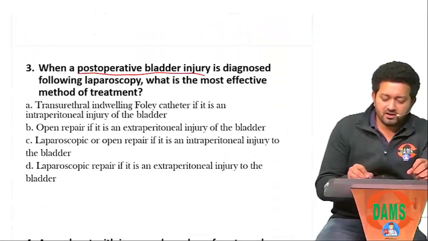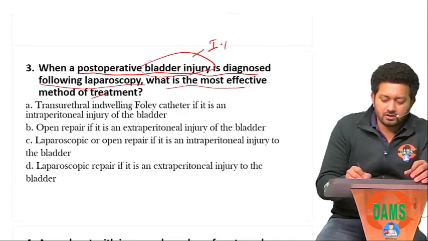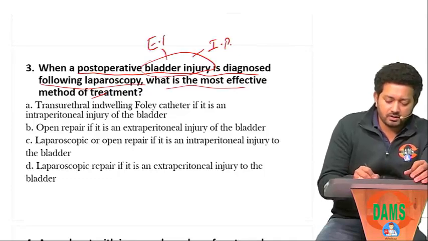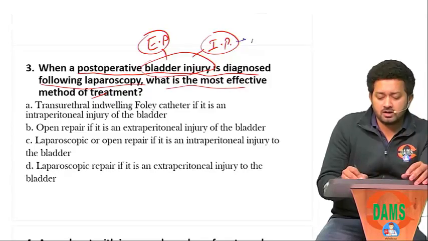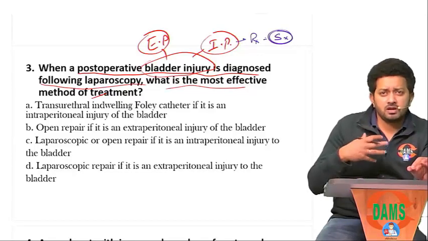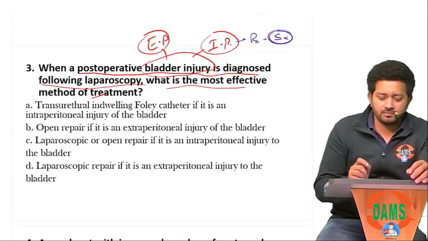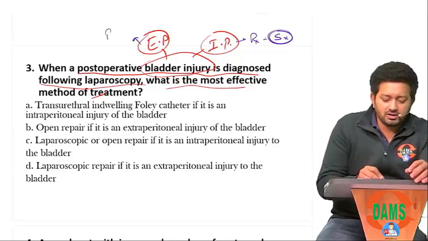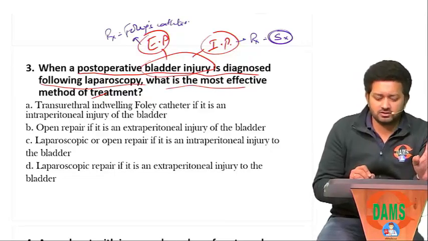When a post-operative bladder injury is diagnosed following laparoscopy, what is the most effective method of treatment? Bladder injury can be intraperitoneal or extraperitoneal. Intraperitoneal is less common, but remember, in intraperitoneal injury treatment is always surgery. You have to do laparotomy, do the peritoneal lavage, and close the bladder mostly in 2 layers using absorbable suture. In extraperitoneal injury, usually the treatment is just to put a Foley's catheter, leave it for approximately 2 weeks, and most of the time it will heal on its own.